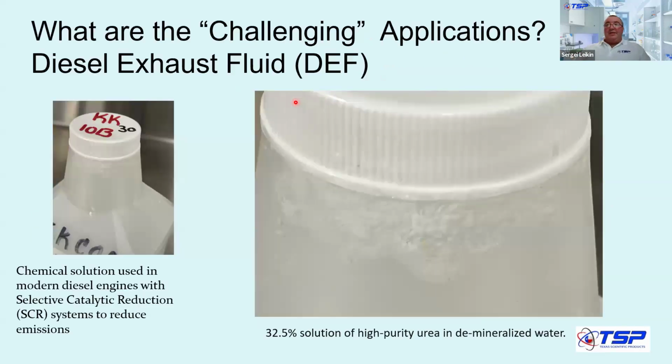Then the next thing on the list in our complex or tough applications is what's called diesel exhaust fluid, abbreviated DEF. That's the chemical used in diesel engines to reduce emissions. The issue with it, and why I put it at the top of the chain of difficult samples, you see in the picture here. The DEF contains 32.5% urea, and it crystallizes instantly.